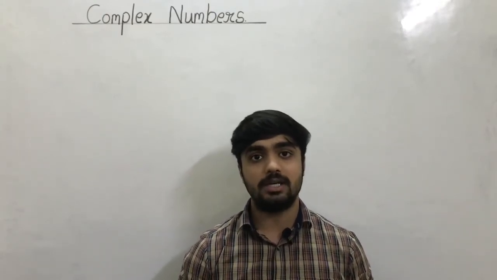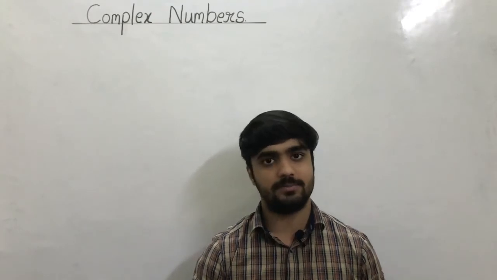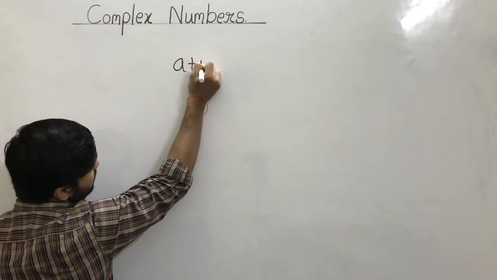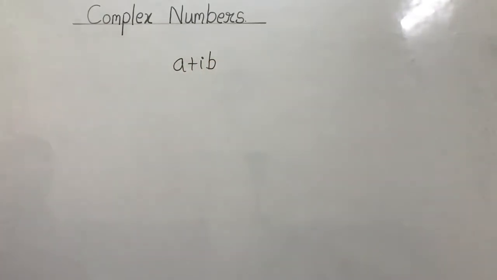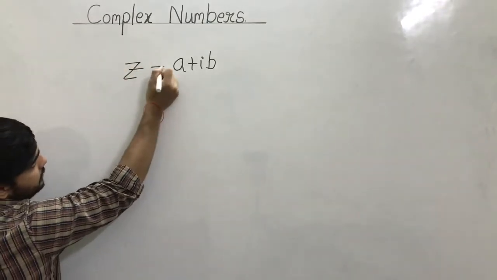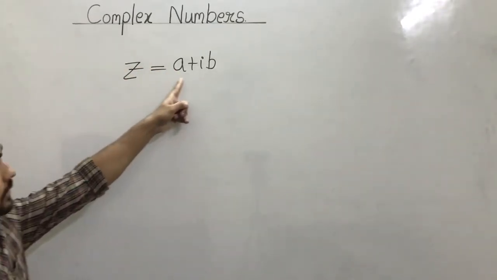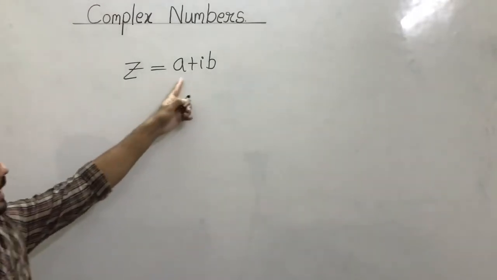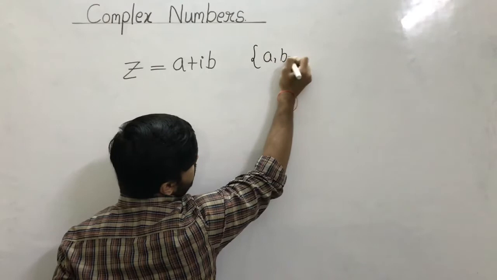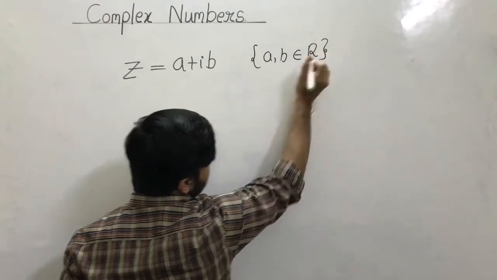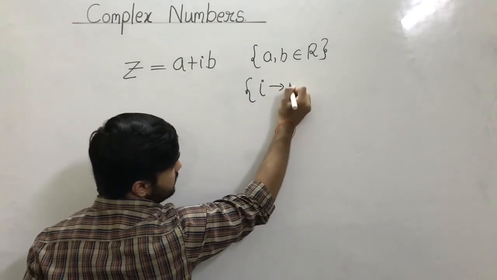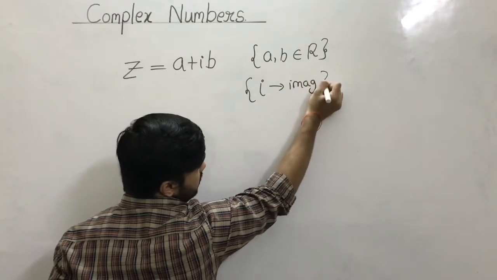Today we are going to learn about complex numbers. So let's begin. The numbers of the form a plus ib are called complex numbers, and we denote complex numbers by z. So we can write z is equal to a plus ib, where a and b are real numbers. So we can write a and b belong to real numbers, and i is called the imaginary number.